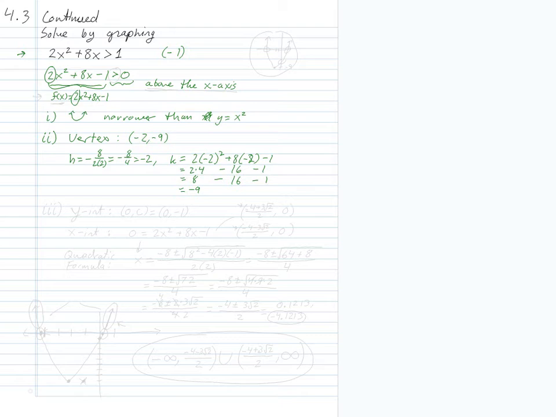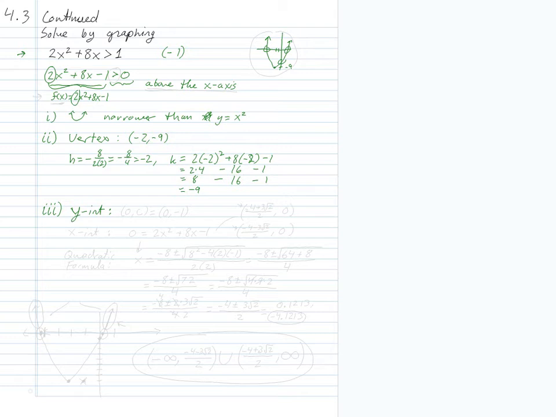Alright, and while we're at it, just a preliminary graph of this: our vertex is (-2, -9) and a parabola opening upwards, so we are going to have x-intercepts and a y-intercept. So let's find those intercepts. And I'll start with the easy one. Let's find the y-intercept.